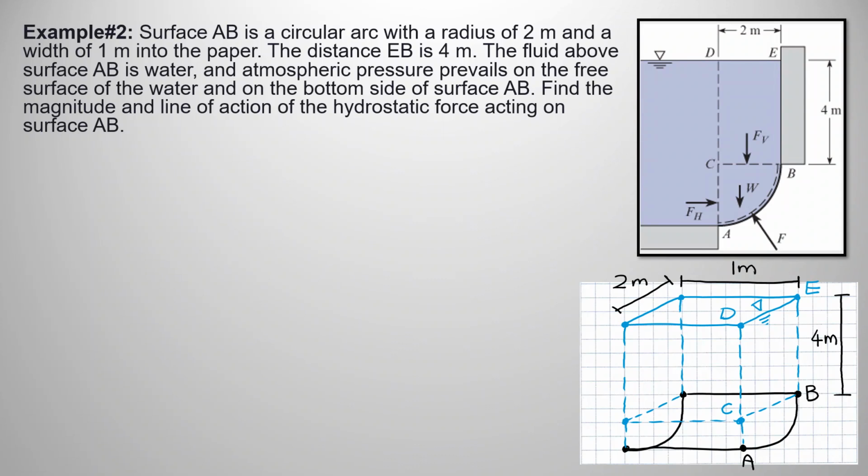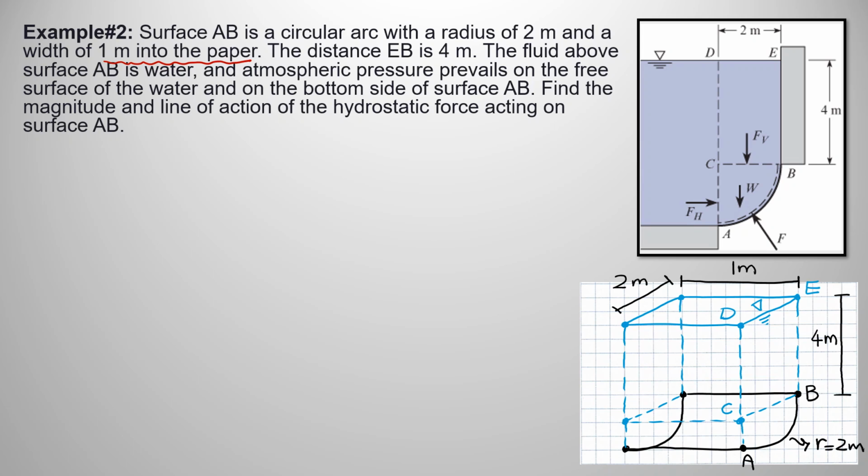In this example, I'm going to show you the application of the theory that I just talked about. We have surface AB that is a circular arc with a radius of 2 meters, and a width of 1 meter into the paper. So it is important to notice that this is a 3D gate or surface, and we have 1 meter into the paper. Just to make sure that you understand the physics of it, this is our surface AB. This is our gate with the radius of 2 meters.